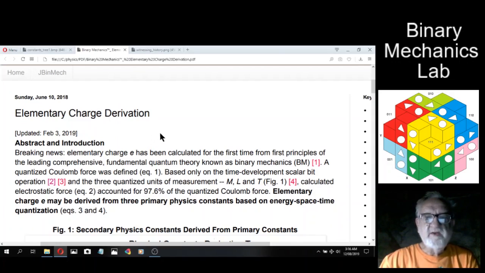Elementary charge E has been calculated for the first time from first principles of the leading comprehensive fundamental quantum theory, known as binary mechanics. The quantized Coulomb force was defined in equation 1 based only on time development scalar bit operation and the three quantized units of measurement, M, L, and T. Calculated electrostatic force accounted for 97.6% of the quantized Coulomb force. Elementary charge E may be derived from three primary physics constants based upon energy spacetime quantization.